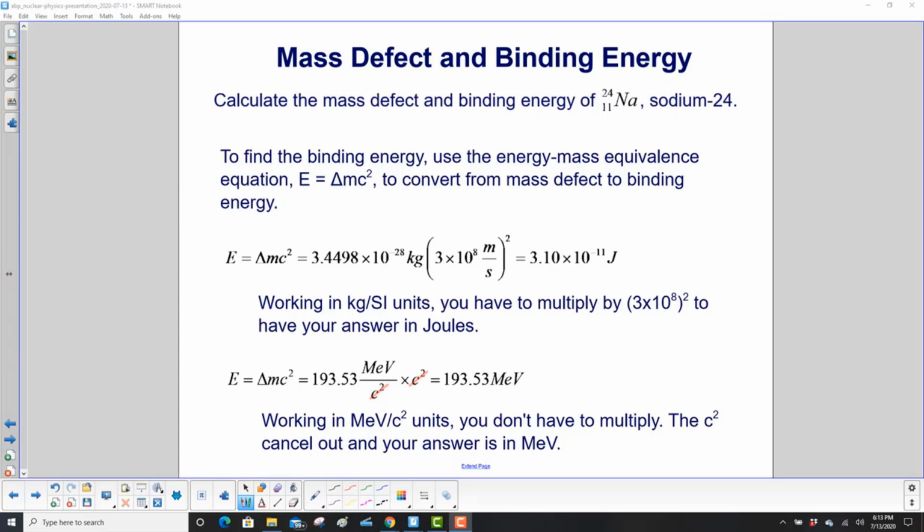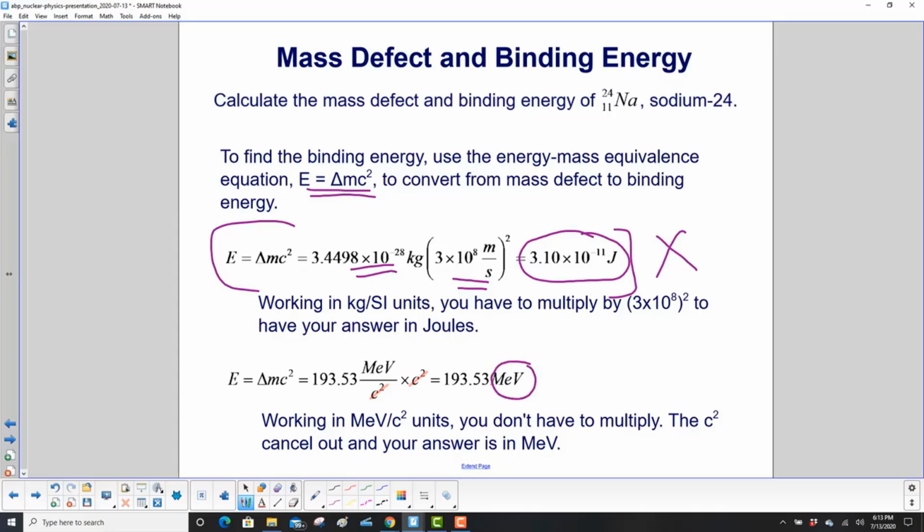To find the binding energy, use the energy mass equivalence equation. E is equal to mc squared, and in this case it's delta M, the mass defect. That's Albert Einstein's equation, to convert from mass defect to binding energy. The first one will work with the SI units. So here's the mass in kilograms, here's the speed of light squared, and we get 3.1 times 10 to the minus 11th joules. Nuclear physicists typically don't work with joules, but they do work with MeV.